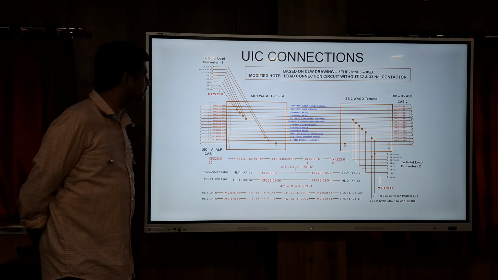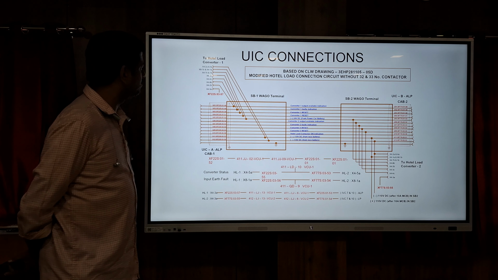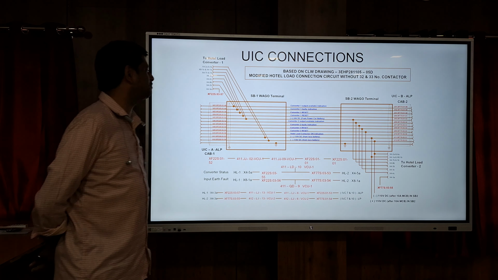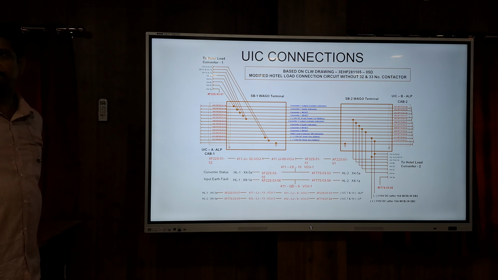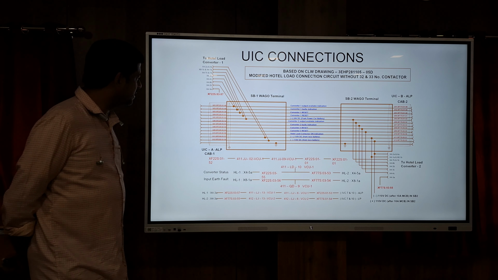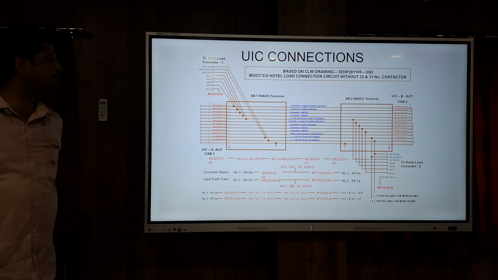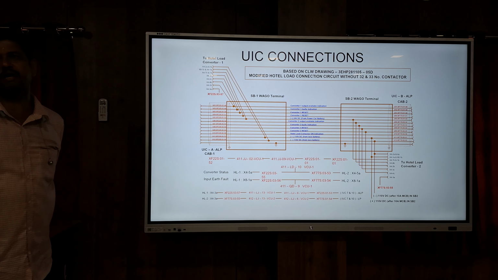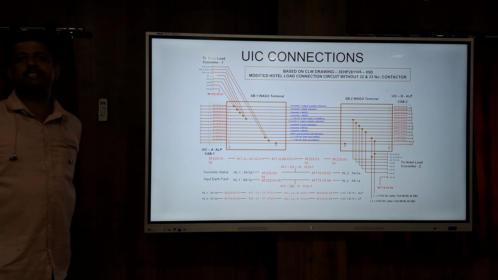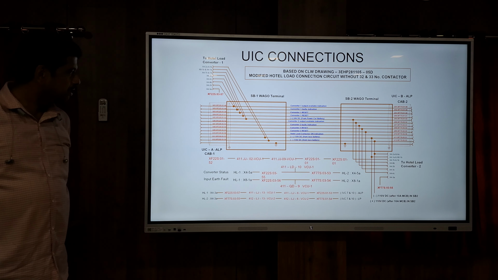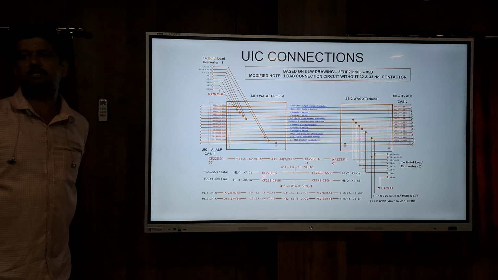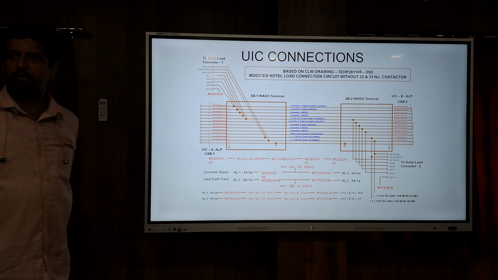Pin number 8 and 9 are for resetting hot load converter B in the locomotive. Pin number 11 is the 110 volt feed from the loco battery through an MCB. The MCB is available in the loco, and its output is connected to the loco hot load converter, and the same supply is connected through UIC to the power car for their operations.